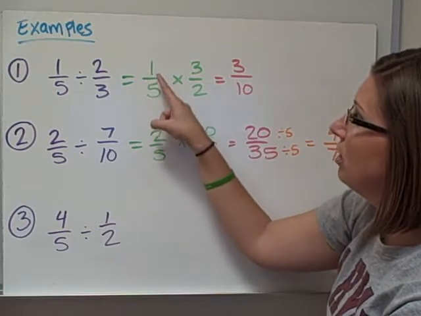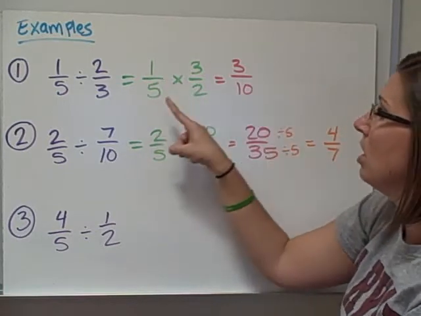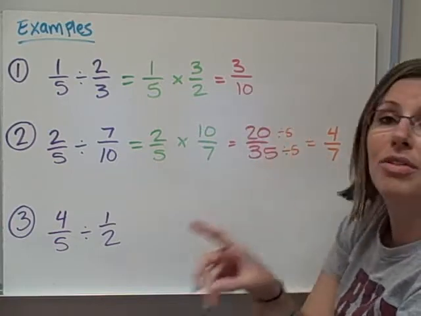When I multiply fractions, I multiply the numerators. 1 times 3 is 3. 5 times 2 is 10. I cannot reduce that any further.